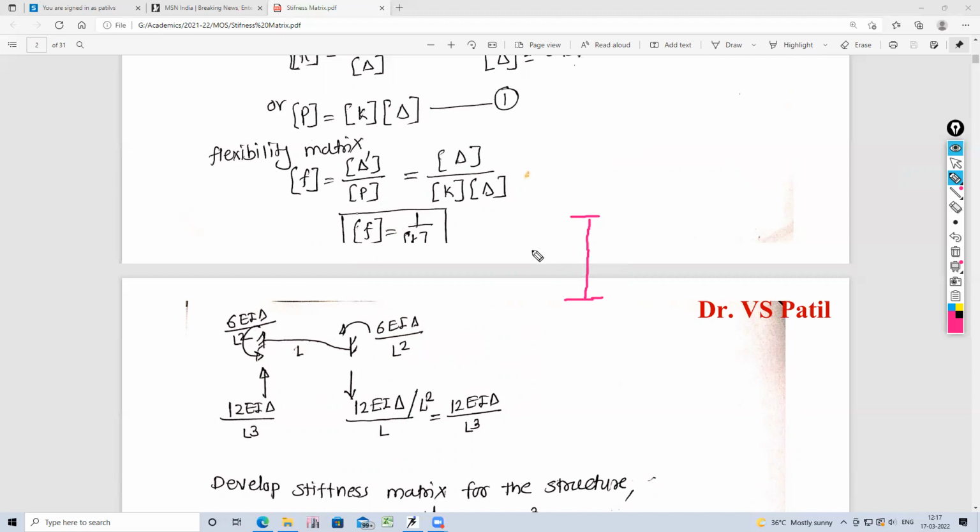This is a vertical element of length L. It is a column and it is subjected to lateral load in this direction. When the lateral load is applied, the column will deform like this. This deformation is a sway in the column, equal to delta.